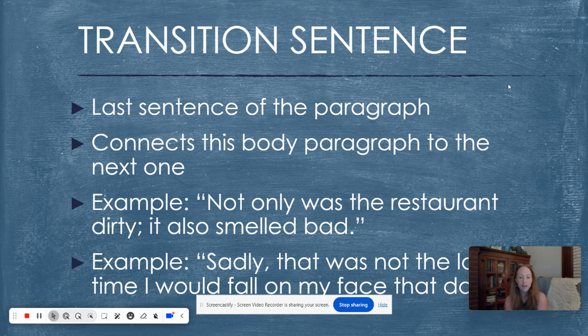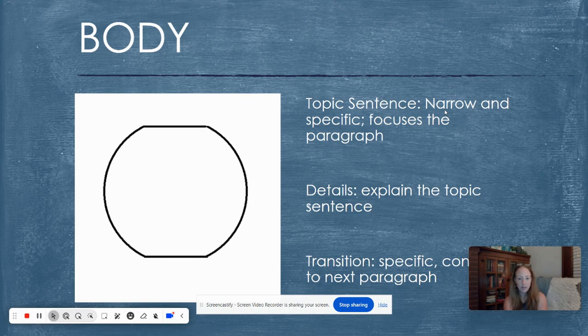So not only was that restaurant dirty, it also smelled bad. Sadly, that was not the last time I would fall on my face that day. Those are some examples of transitions to kind of wrap up what you were talking about and move you into the next idea. Okay, so our body, we've got that topic sentence that's narrow and specific and focuses our paragraph. We've got our details, that's the meat, that's the big chunk, and then our transition, which is a specific connection to that next paragraph.